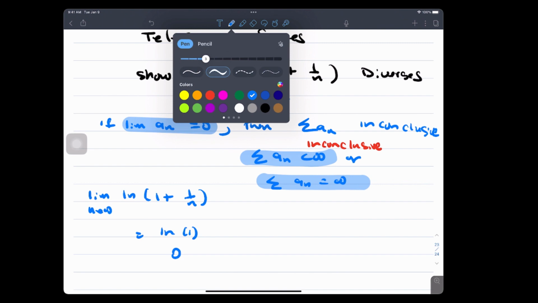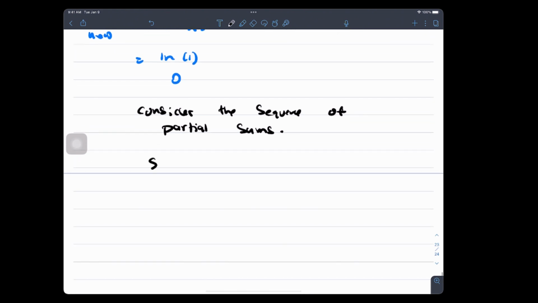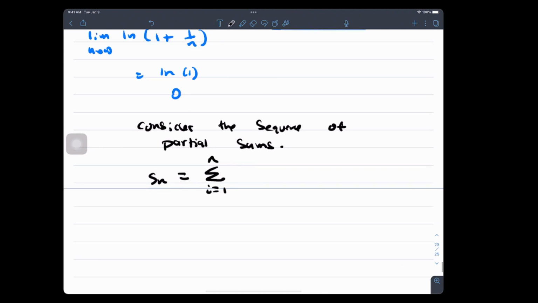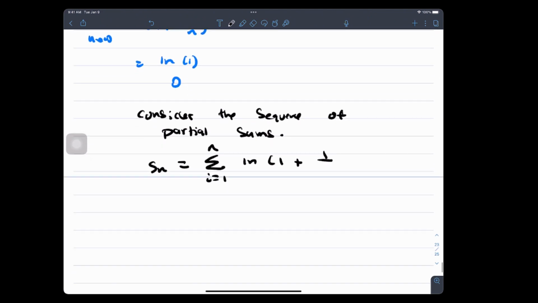Now, you say, how do we show that? Consider the sequence of partial sums. Say, well, how do I do that? Well, S_n is the sum. I'm going to change the index again from n to i, make it finite, and that's the natural log of 1 plus 1 over i now.